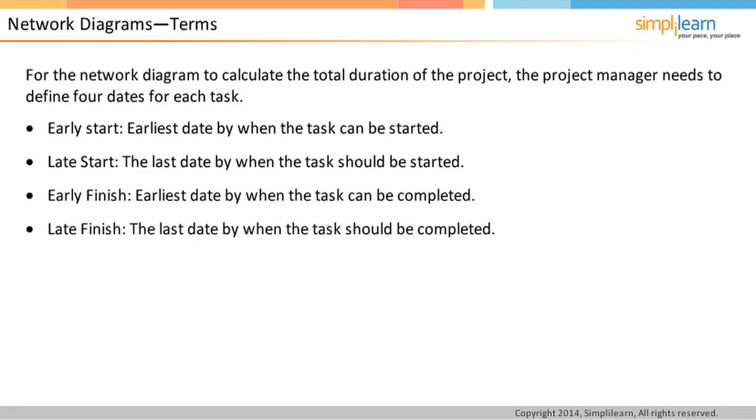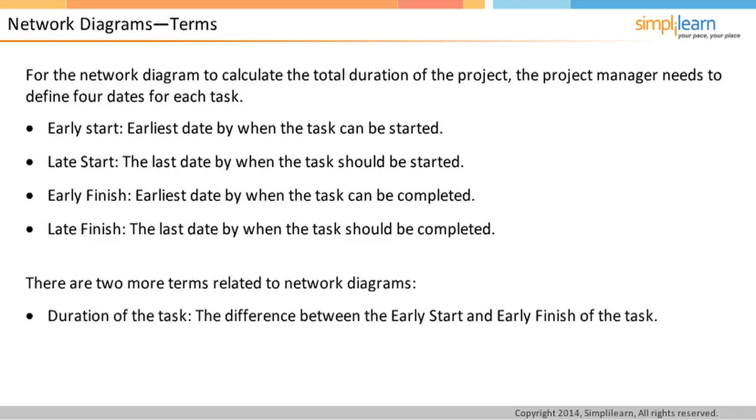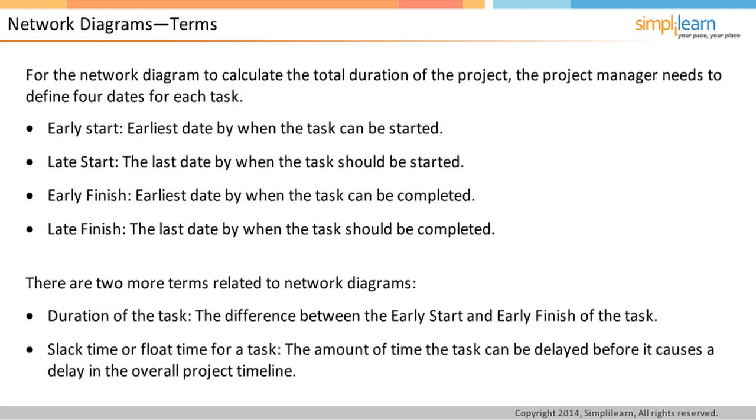The duration of the task is calculated as the difference between the early start and early finish of the task. The difference between the early start and late start of the task is called the slack time available for the task. Slack can also be calculated as the difference between the early finish and late finish dates of the task. Slack time, or float time for a task, is the amount of time the task can be delayed before it causes a delay in the overall project timeline. In the next screen, we will discuss critical path method.